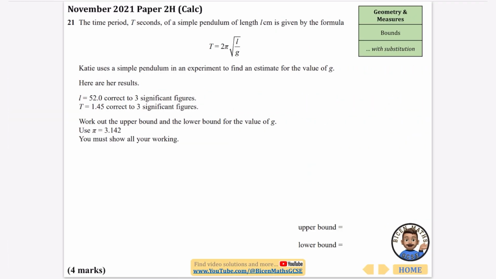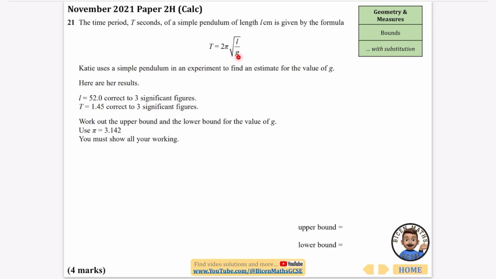We've got another substitution. The time period t seconds of a simple pendulum of length L is given by this formula. Katie uses a simple pendulum in an experiment to find an estimate for the value of g. Here are her results. Work out the upper bound and the lower bound for the value of g. Use pi equals 3.142, and you must show all of your working.